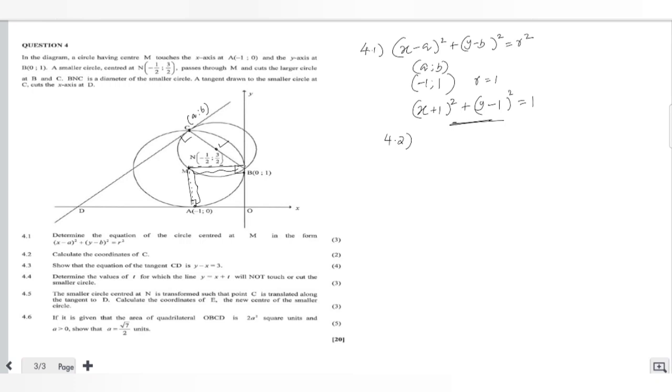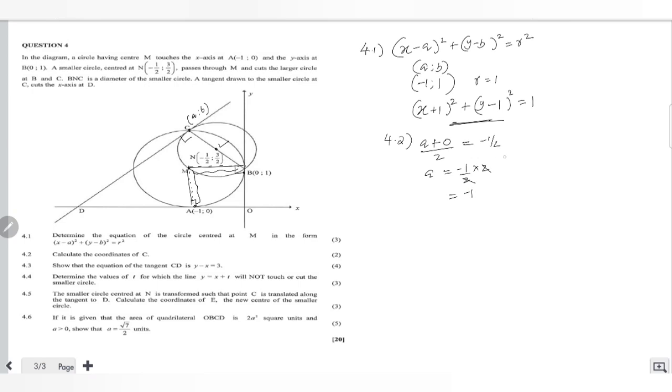Using the midpoint formula, the x value of C, that is a, plus the x value of B, that is 0, divided by 2 is equal to the x value of the center. What is the x value of the center? -1/2. Now solve and find the value of a. Cross multiply: a plus 0 is a, equal to minus 1 over 2 times 2. So cancel, and a is going to be minus 1.